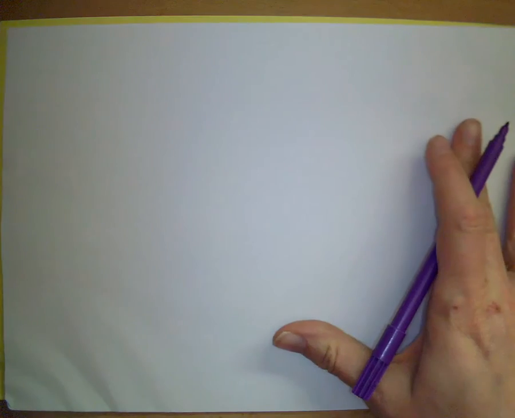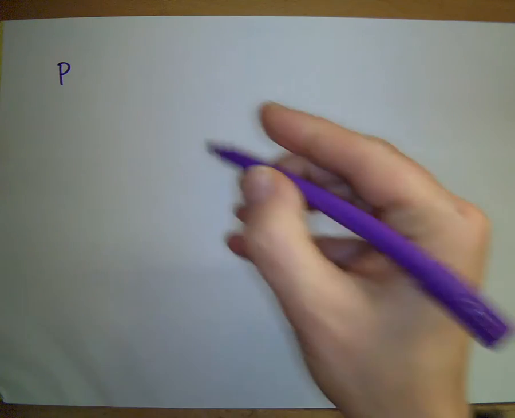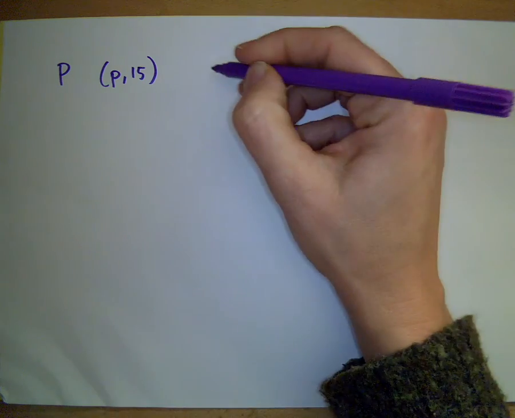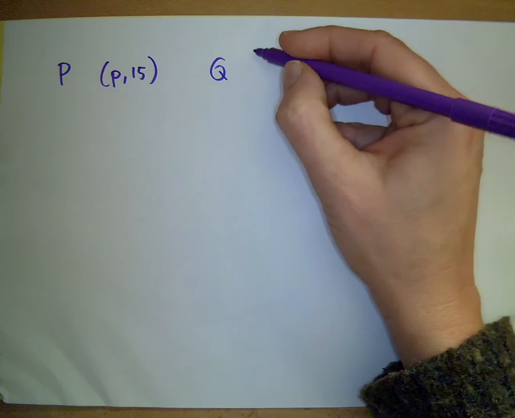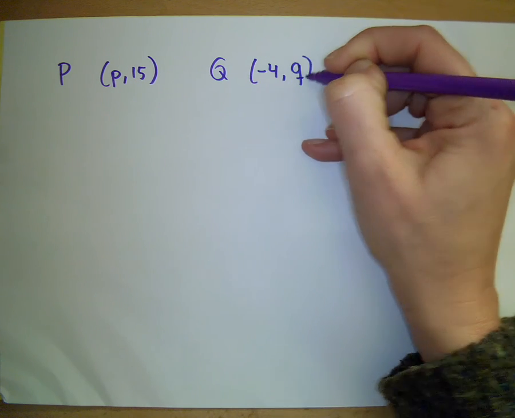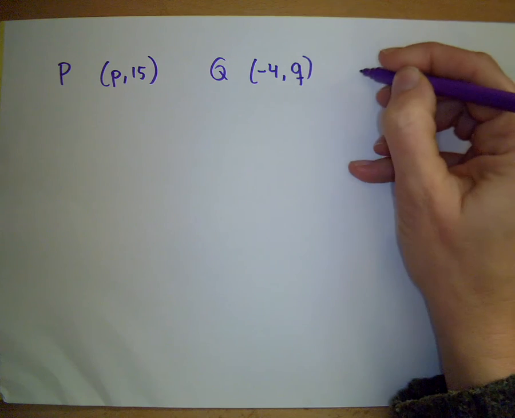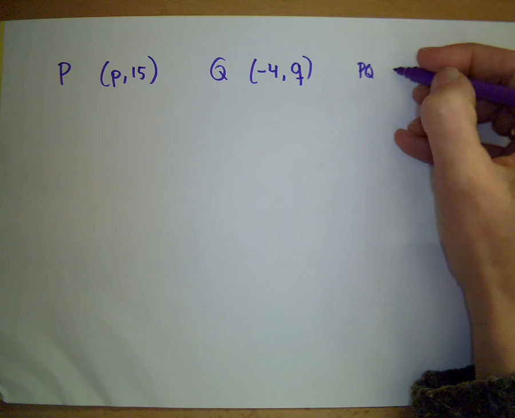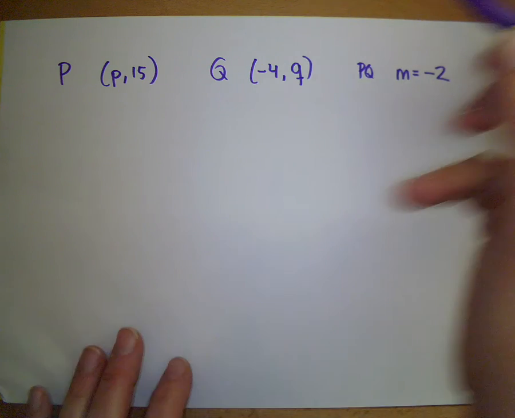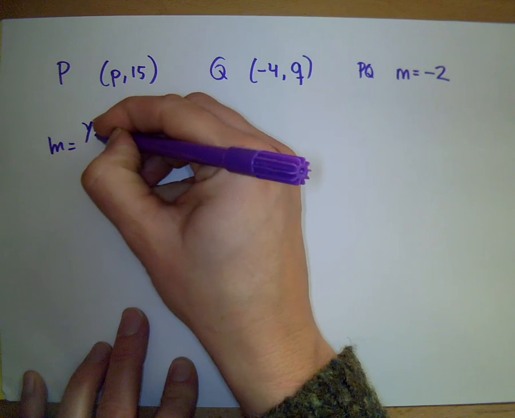Then there's another one like it on the unit review on page 47, number 20. P is the point P, comma 15, right? Then we have another point, Q. That is the point -4, comma, Q. The line PQ has a gradient. The gradient is -2. Okay, I'll write this out once more.